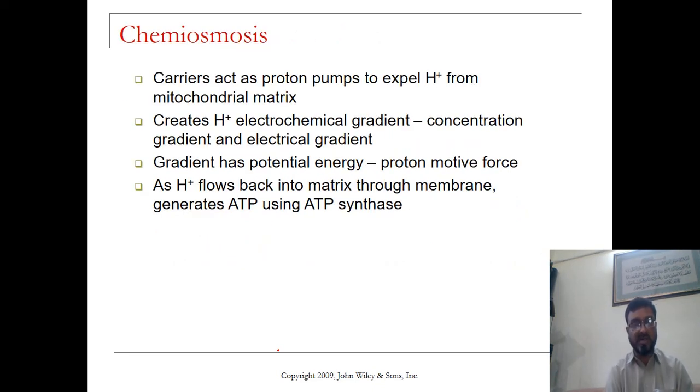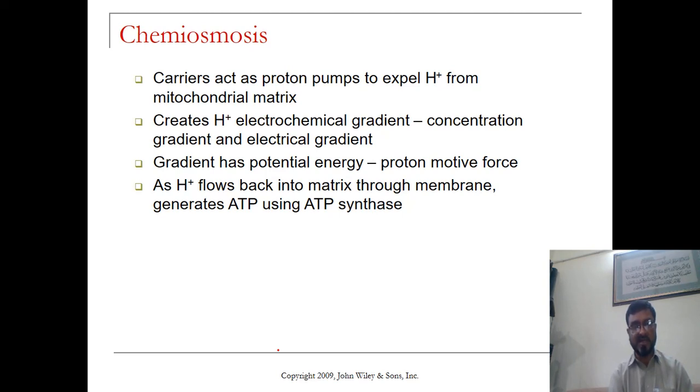So we will be looking at the chemiosmosis process, the carriers that act as proton pumps to expel hydrogen from the mitochondrial matrix. I will show some pictorial forms as well as the animation in the next lecture for this chemiosmosis. Here we will be discussing only some introductory points for the chemiosmosis process. We will look at the details in the next lecture.